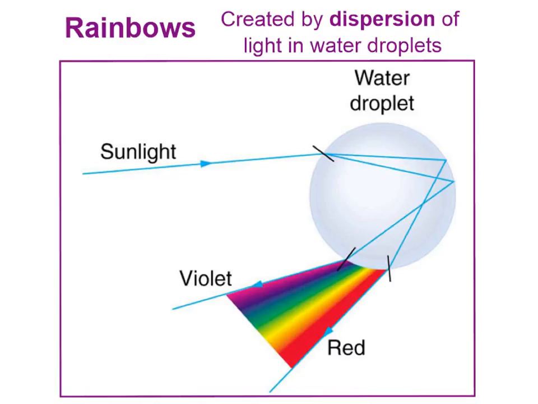Another example of dispersion is a rainbow. That's created by the dispersion of light in water droplets. And when we have all of these water droplets in the air, we know that the red wavelengths are going to be refracted less, but on the blue end of the spectrum, they are going to be refracted more. We end up getting a rainbow that's created because of the differences in refraction for the different wavelengths of light.